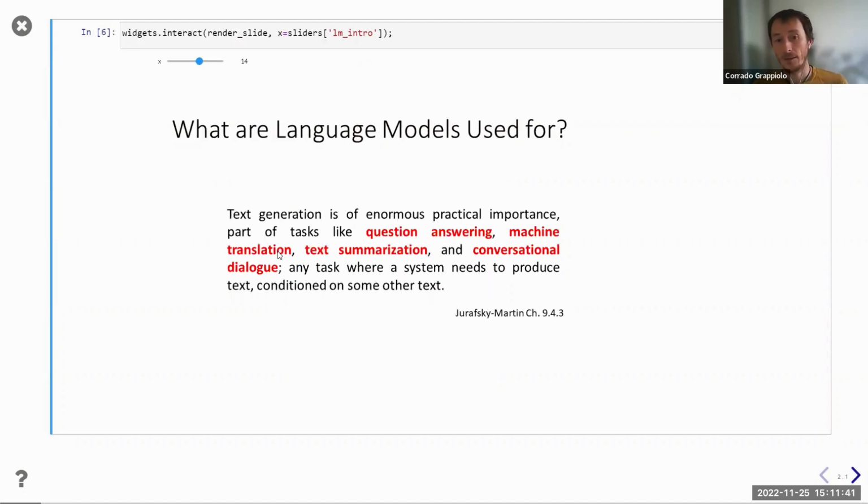Now, what are language models about? Language models are about generating text in the end, and the fact that text is being generated in many NLP tasks, such as question answering, machine translation, text summarization, and dialogue like chatbots, shows that language models are important. Maybe they're not that evident, but they are a core component of all these tasks in NLP.